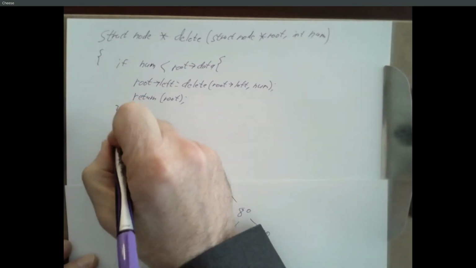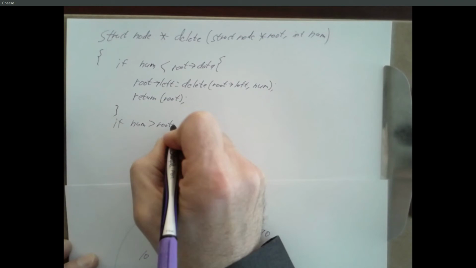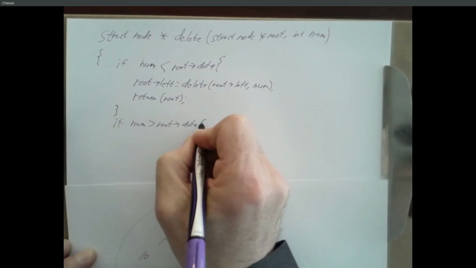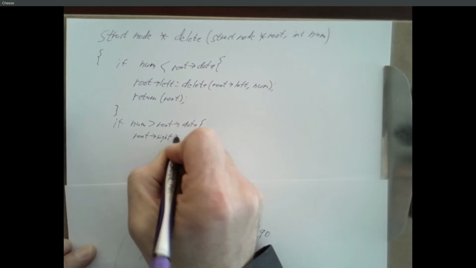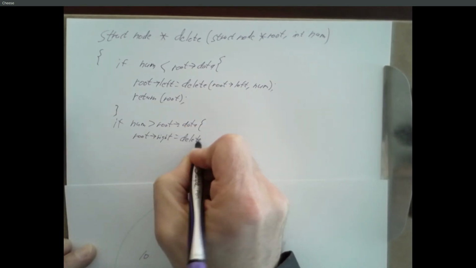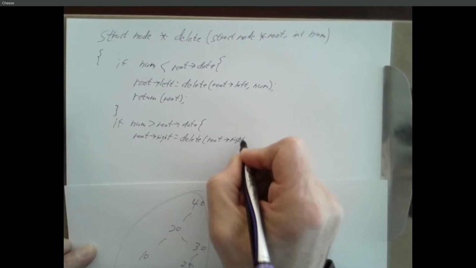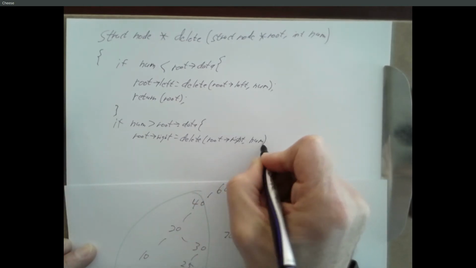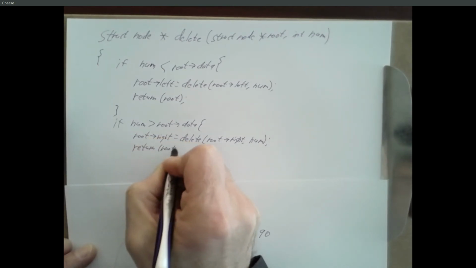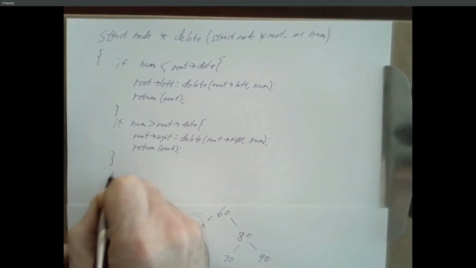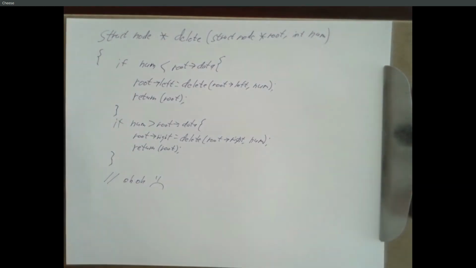And then same thing on the right. If my number is bigger than the root data, I'll change the right subtree to be what I get when I call delete on the right subtree to delete num, and I'll return my root. Otherwise, I've got to actually do some work.